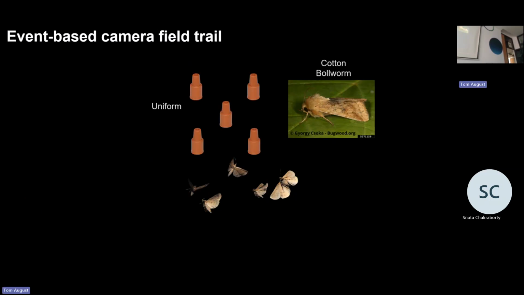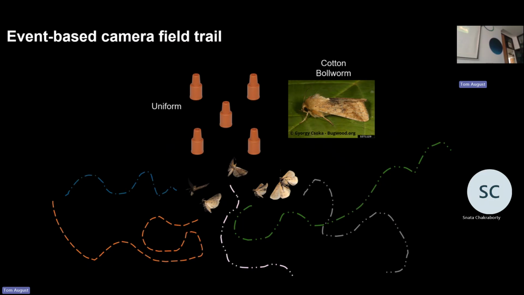To demonstrate their capacity, we tracked the flights of cotton ballworms over tomato fields, and we used pheromones to attract the cotton ballworms. And we had different treatments of pheromones, and we followed the flight tracks of the moths. So we had a uniform dispersed treatment of the pheromones, or we had the pheromones grouped together, or we had a control with no pheromones.